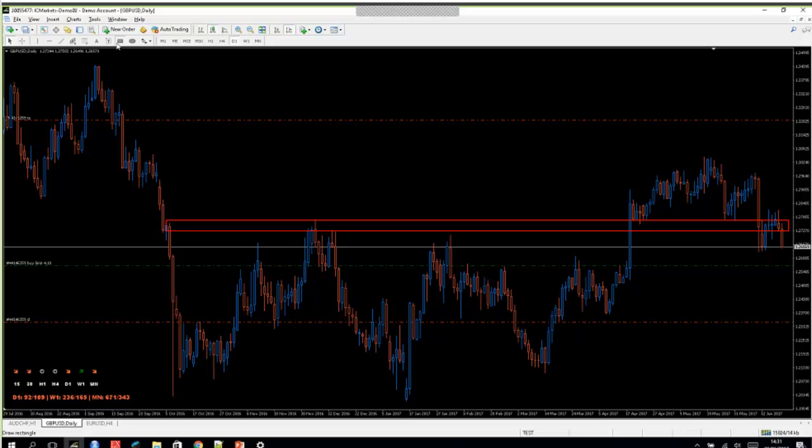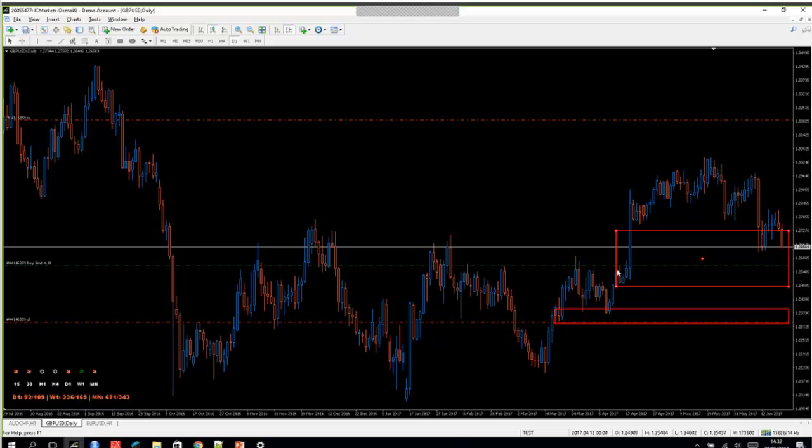So we have the demand here, like that. It's been tested once, twice. Price left the second time. We moved higher, accumulated, and then we cut through that one. So this one is gone. We put it here.